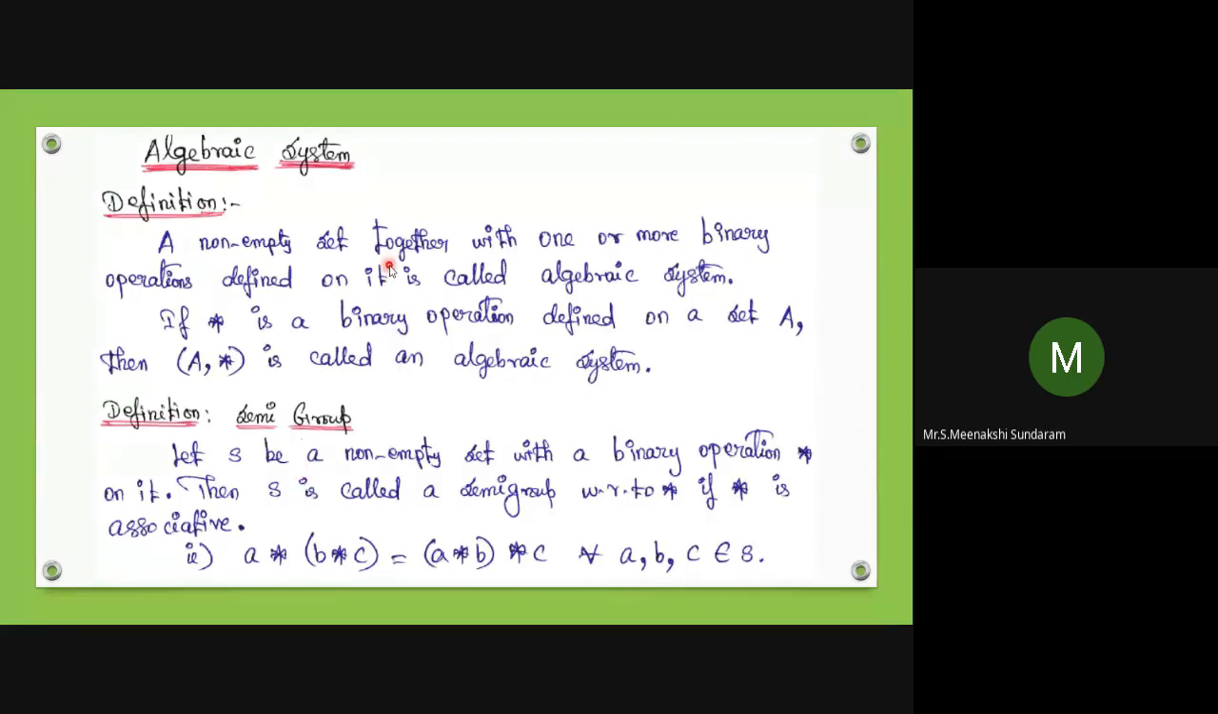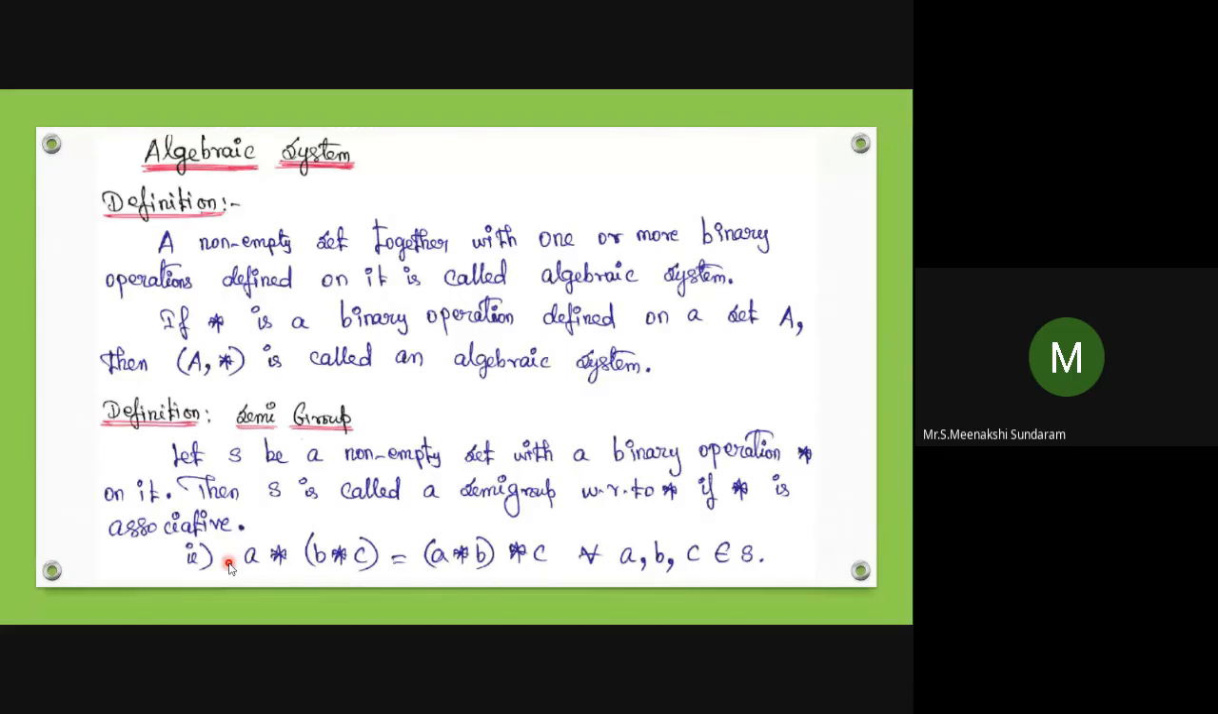Definition of semigroup. What do you mean by a semigroup? Let S be a non-empty set with a binary operation star on it. Then S is called a semigroup with respect to star if star is associative. A binary operation automatically satisfies closure. No need to prove the closure property. That's why I am not mentioning the closure.